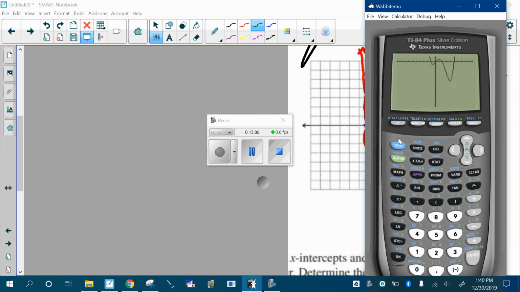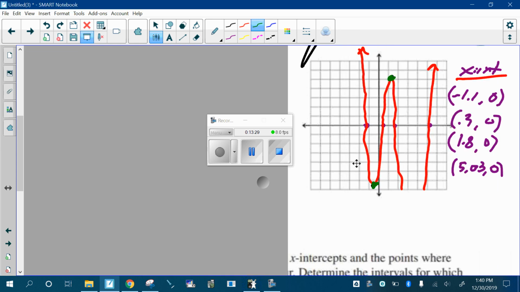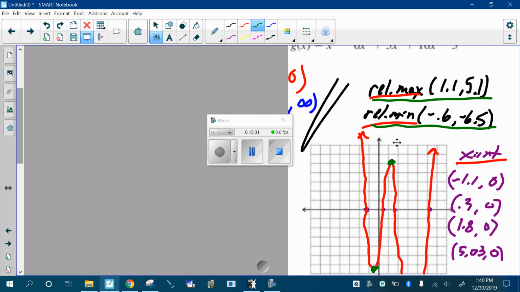So if I want to calculate that minimum, I go second calc, do the minimum thing, same thing we've been doing. I go a little bit to the left of the minimum, then a little bit to the right of the minimum, and then guess where I think the minimum is. My calculator is going to tell me that minimum happens at 3.96, -43.